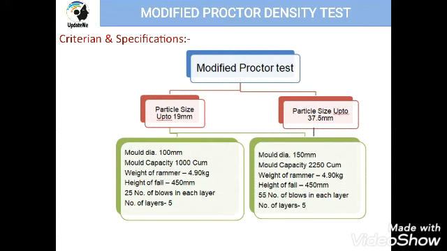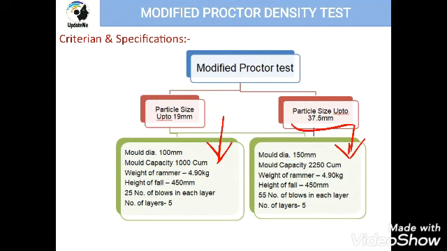This test is followed for two types of particle size: particle size of soil up to 19 mm, and particle size up to 37.5 mm. If particle size is up to 19 mm, then we will follow this type of mold. If particle size is up to 37.5 mm, then we will use this type of mold. So what is the difference between these two molds?